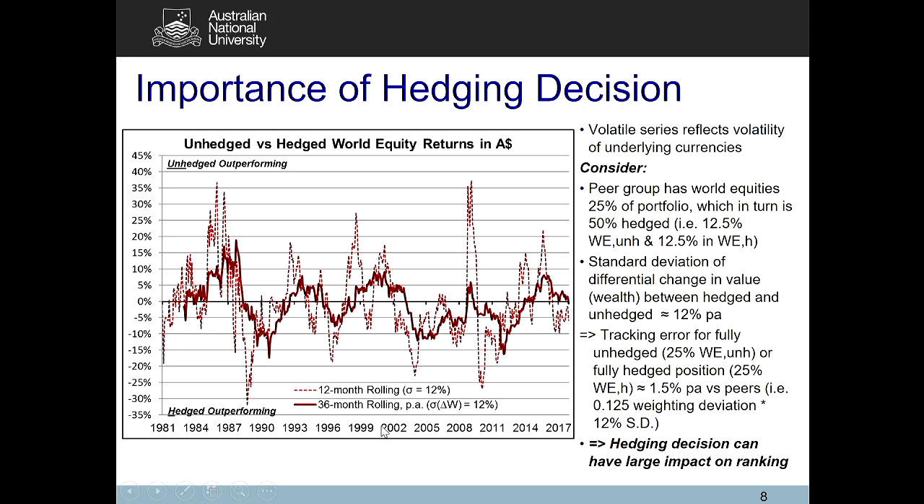If you have a look, in the early 2000s, unhedged was outperforming hedged. Can anyone think, why would unhedged be outperforming here? What was happening to the Aussie dollar in the early 2000s? It was going down.